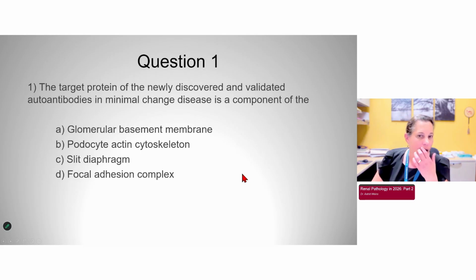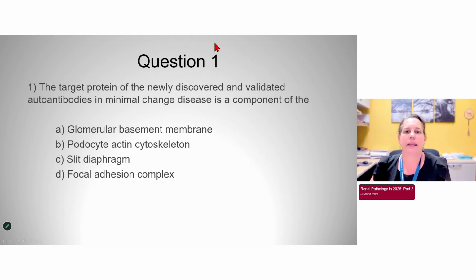So at the end of my talk, I have two interactive questions for you to see if you paid attention. The first one is this: the target protein of the newly discovered and validated autoantibodies in minimal change disease is a component of the A, glomerular basement membrane, B, podocyte actin cytoskeleton, C, slit diaphragm, or D, focal adhesion complex. So let's see what you guys are saying, if you paid attention.